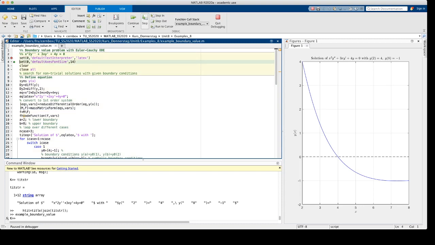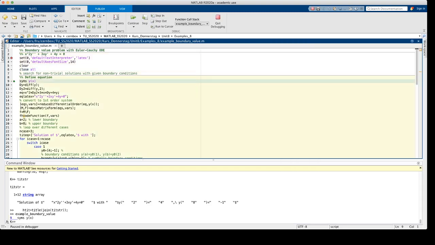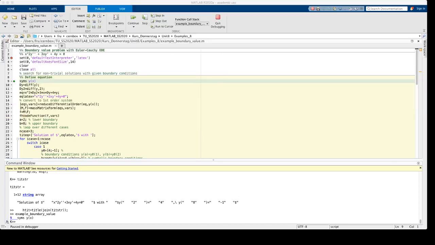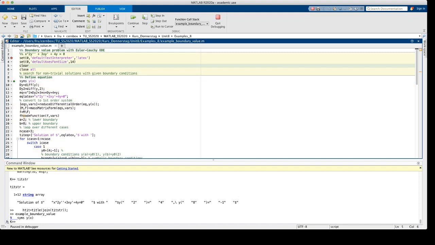We define some defaults, we clear the workspace, we close all the figures. Now we are ready to define the equation. The equation I use for illustration is of the Euler-Cauchy type, so it's bound to have an explicit solution in terms of elementary functions, and you can see the equation in line 2. It reads x squared times y double prime plus 3 times x times y prime plus 4 times y equals 0. We first define the equation symbolically.